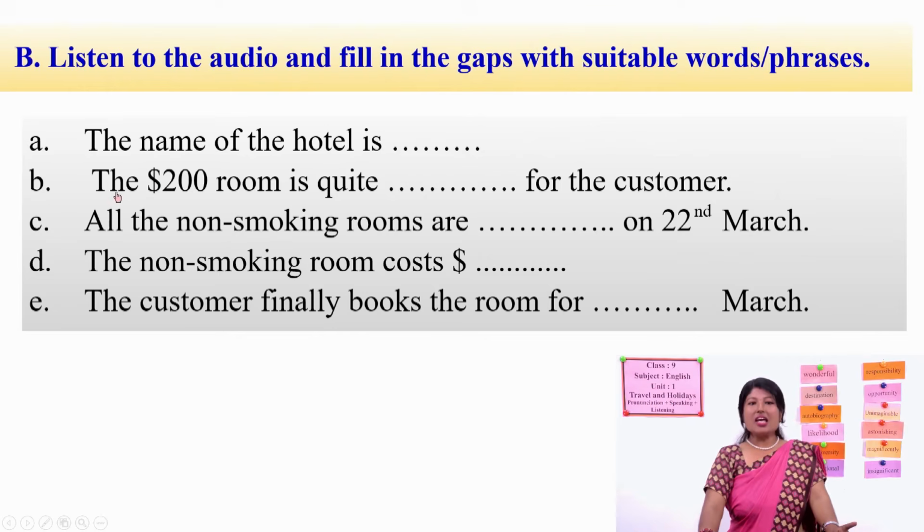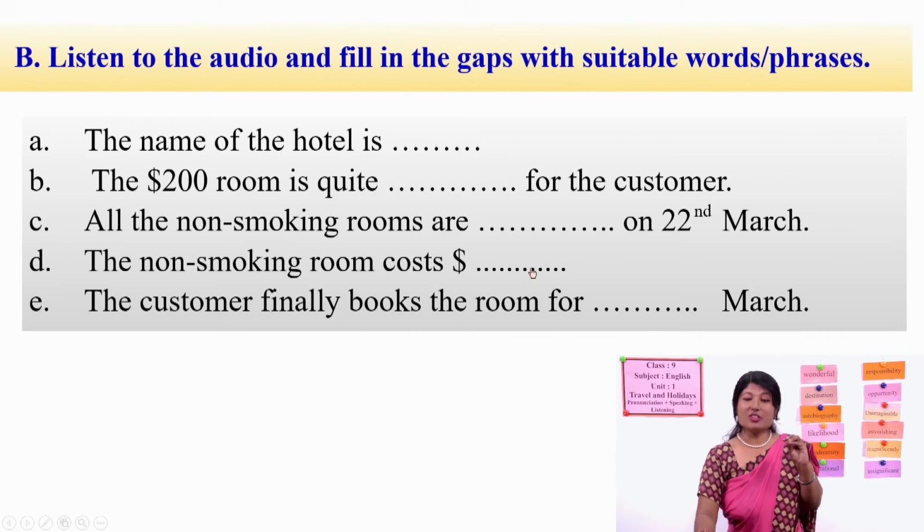Number B. The $200 room is quite. How is the room for the customer? Okay, for the customer, how is the room? Number C. All the non-smoking rooms are on 22nd March. So how many non-smoking rooms are there on 22nd March? Number D, the non-smoking room costs, the dollar sign is there. You have to focus on the price over here.